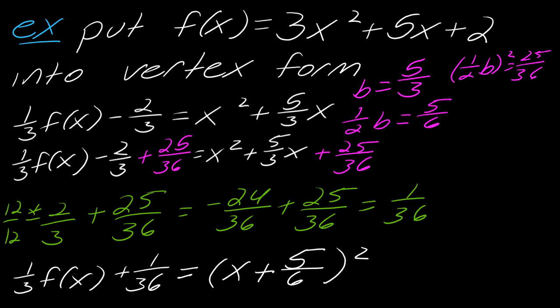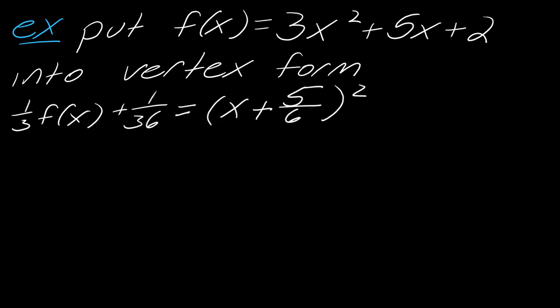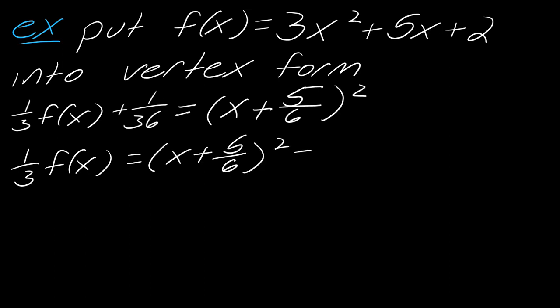Now look at where we're at. We've got all of this information. So let me clear a little more space. We've completed the square, and now remember we have to solve for f of x. So I've got this 1/3 f of x plus 1/36. First I'm going to subtract off the 1/36. So I've got 1/3 f of x equals x plus 5 over 6 squared minus 1 over 36.